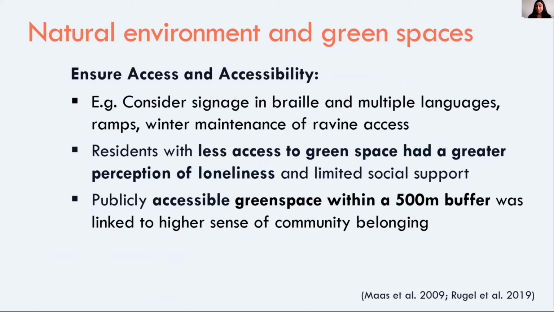We need to ensure access and accessibility. So for example, considering signage in Braille in multiple languages, thinking about ramps for physical accessibility, winter maintenance of public access routes or even ravine access, especially in a country like this where so many of our cities have winter for so many months of the year. And I often think about how we don't talk about white spaces, but really when these green spaces are covered in snow, it's not something that's unexpected. We know it's coming, and so let's plan for this.